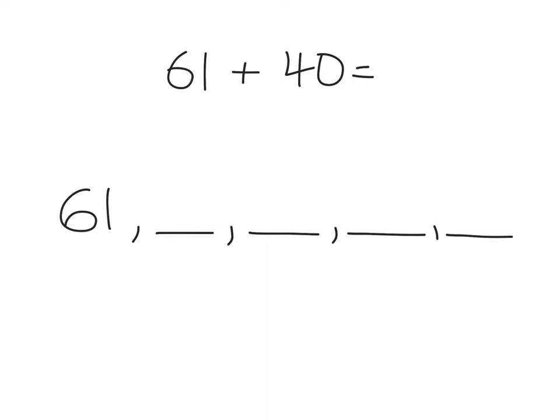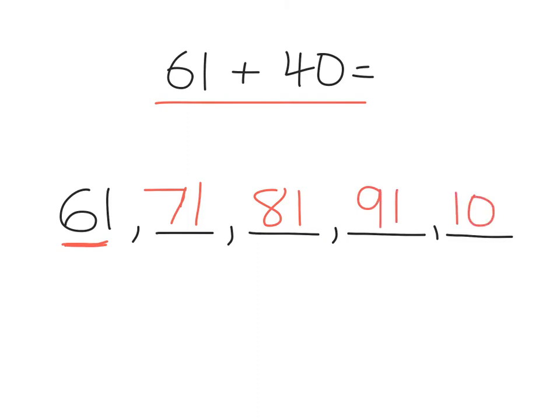Now we're going to practice counting up in tens. So we're going to solve this problem. 61 plus 40 equals something. We're going to solve that by starting at 61 and counting up in tens. So this time I'm going to use my fingers to help me, and I'm going to count out loud, adding on each 10. So 61, 71, 81, 91, 101. So 61 plus 40 is 101.